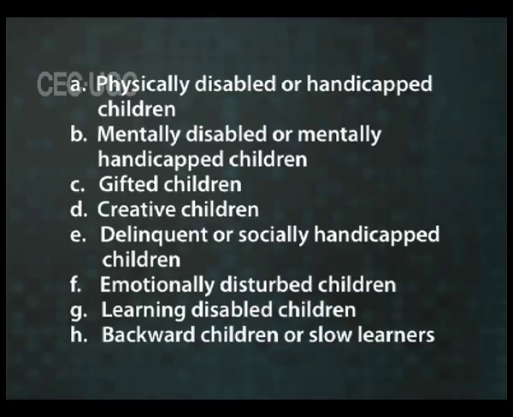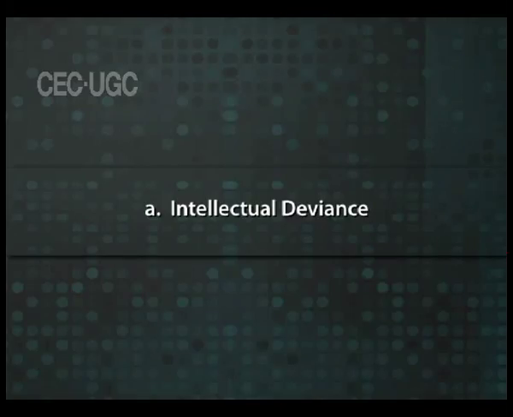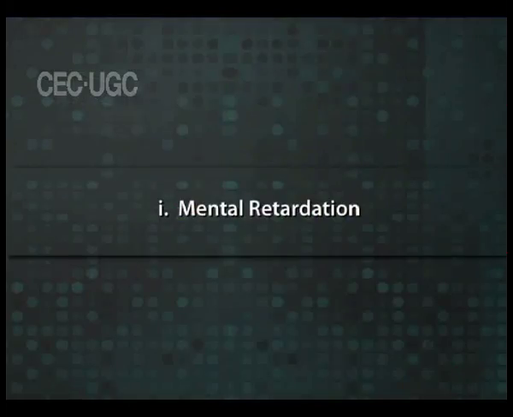By considering area or mode of deviations, the exceptionals can be classified into the following categories: intellectual deviance. Intellectual deviance may be in both directions from the mean. Mentally retarded come on the minus side, whereas gifted and creative come on the plus side from the mean. Mental retardation: they are less than 90 IQ on any intelligence test.